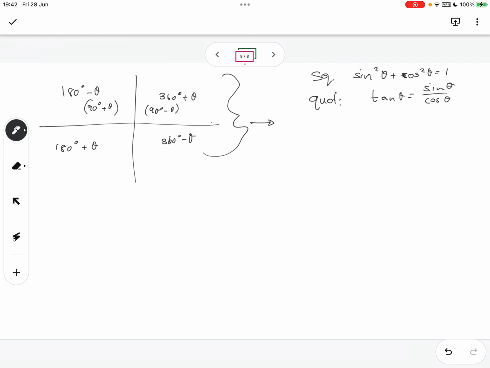Now, these angles here give us something called compound identities, or compound angle identities rather. Let me write compound angle identities.